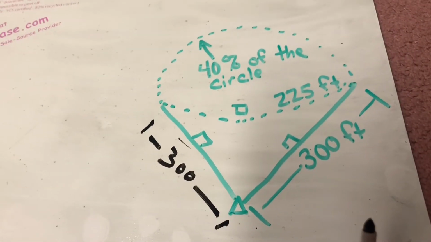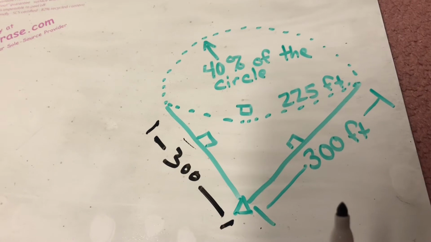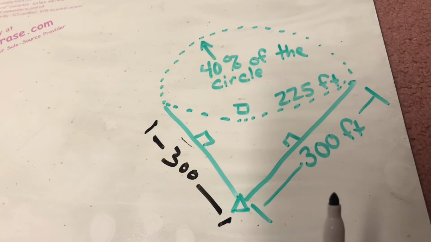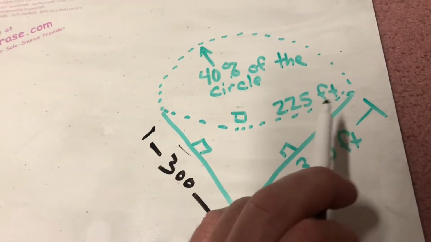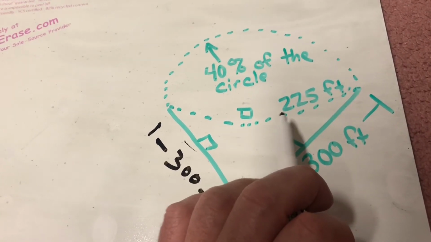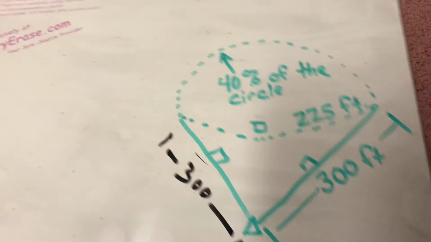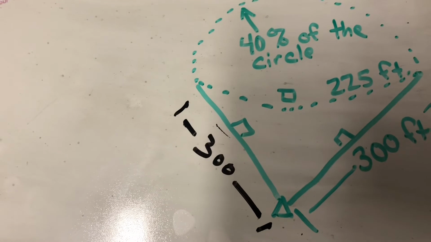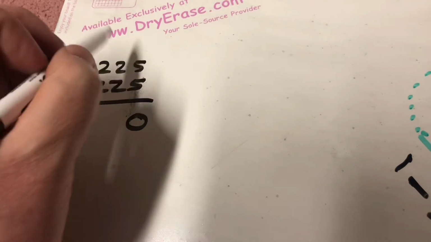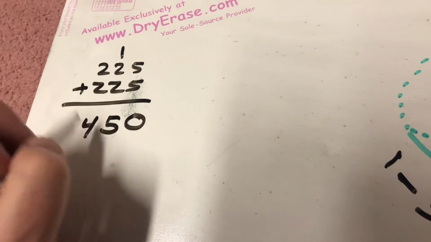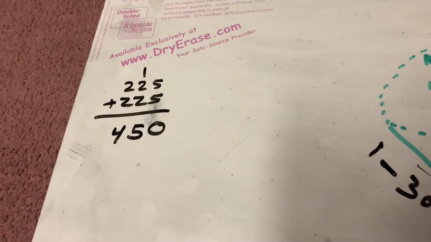So it's talking about perimeter. So this is circumference, pi times diameter. Okay, so if the radius is 225 feet, then I can double that to figure out what the diameter is. 225 feet plus 225 feet. 5 plus 5 is 10. Put the 0 down, carry the 1. 1 plus 2 is 3. Plus 2 is 5. 2 plus 2 is 4. I get 450 feet as a diameter.